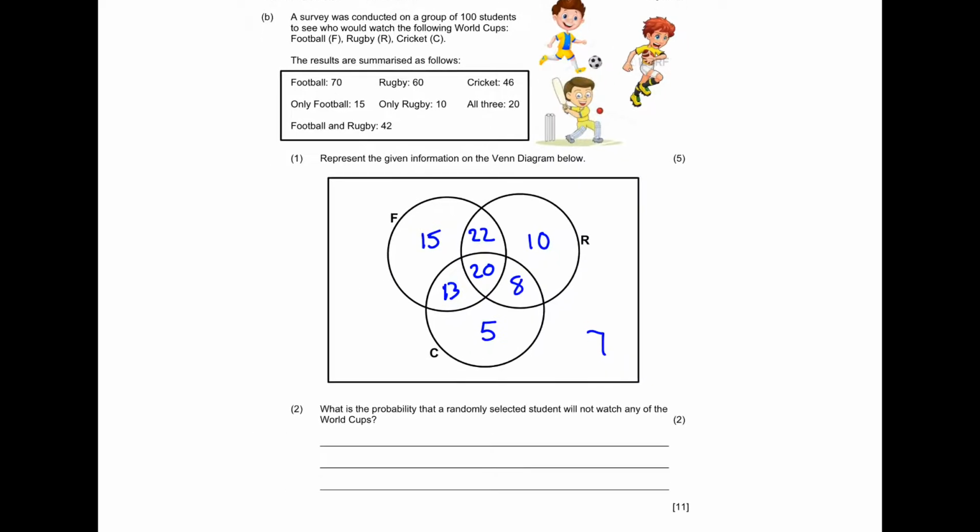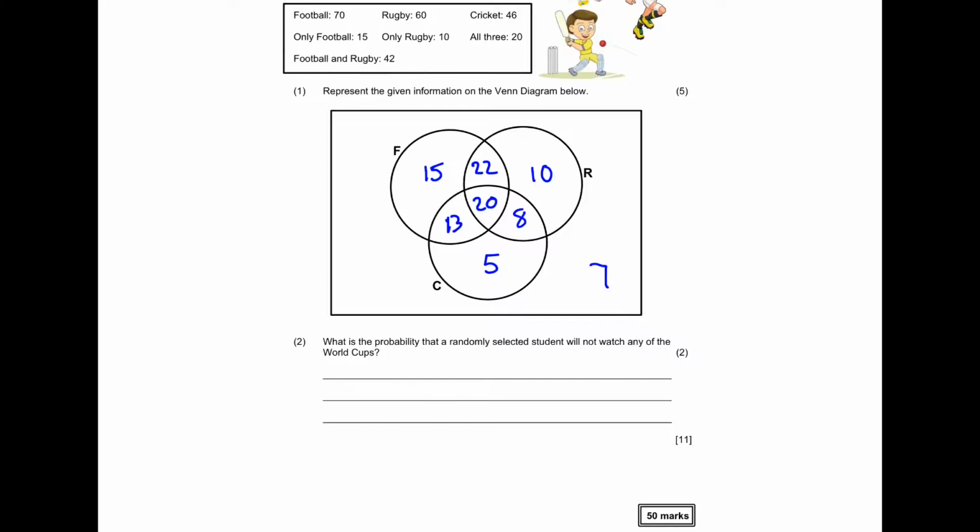All right, let's look at the question. What is the probability that a randomly selected student will not watch any of the World Cups? All right, so the probability of not any will be 7 over 100. And they didn't ask you how to give the answer. So in this case, I would say write your answer as 0.07 as a decimal probability. And that's the end of section A.